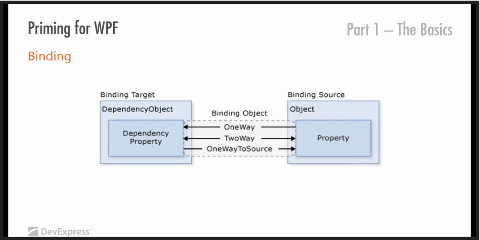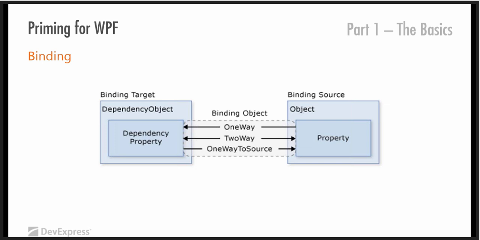One of the other binding options is this thing called one-way to source. Now, effectively, it's the reverse of one-way. It's simply going to update the source property when the target changes. And you'd only need to use that if you're wanting to reevaluate something from the UI.